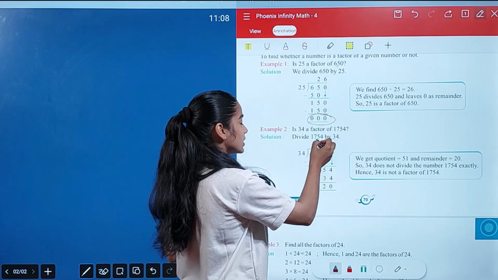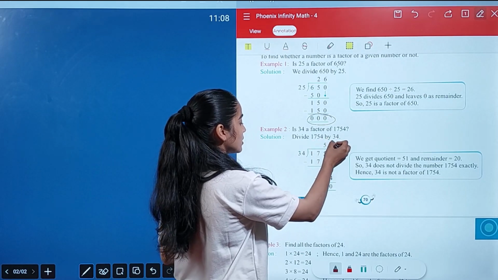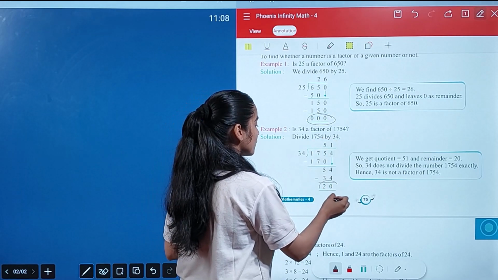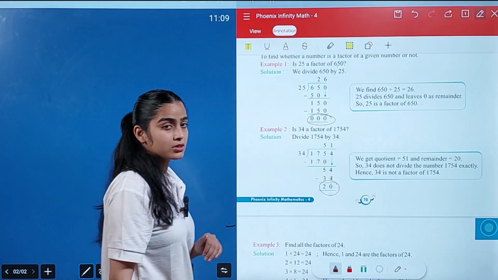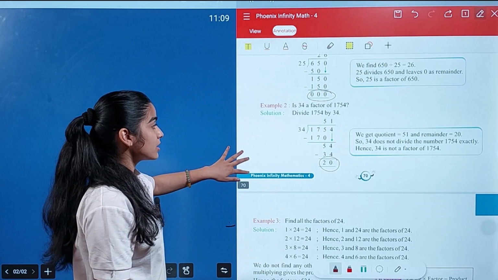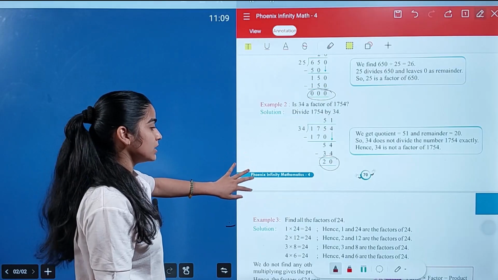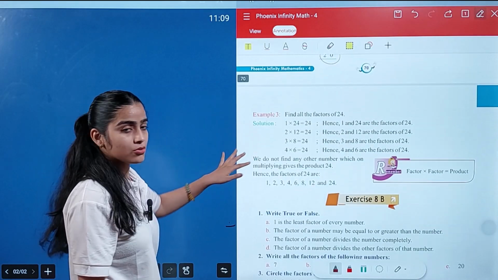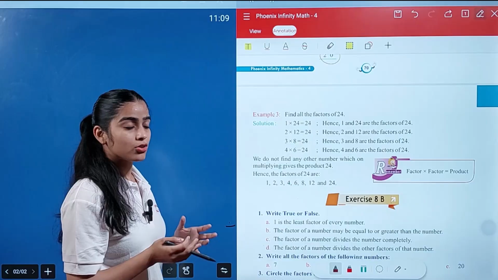Next, divide 1754 by 34. In this case, we are left with the remainder 20. It means 34 is not a factor of 1754. So in this way, you can simply check how to find your factors.